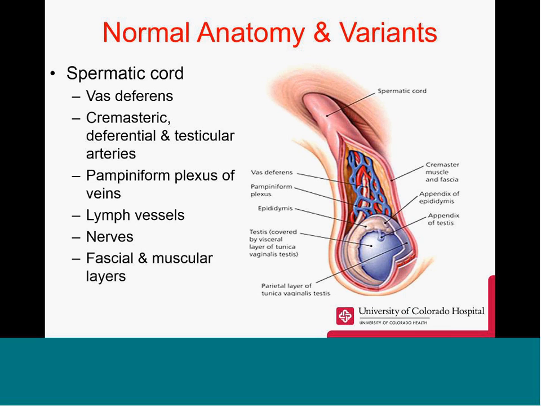More about the spermatic cord. It is composed of these different anatomy: the vas deferens, the cremasteric, deferential, and testicular arteries, the pampiniform plexus, lymph vessels, nerves, and fascial and muscle layers. Here is the spermatic cord cut open so we can see the contents.